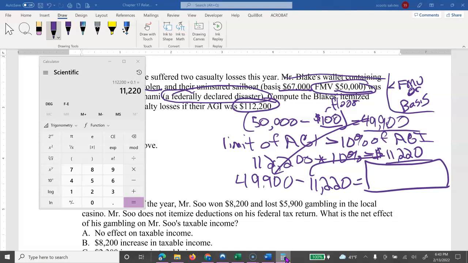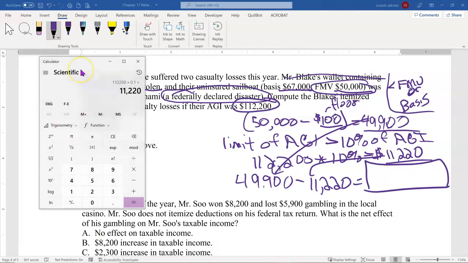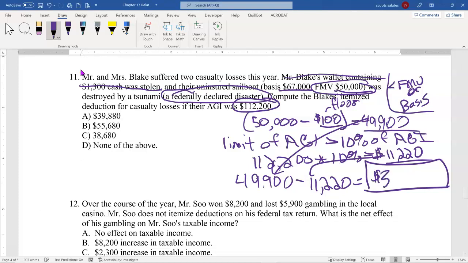So let's do that backwards here. 49,900 minus... So we have $38,680. That's the amount that's going to go toward our itemized deductions total overall. Right, if that's our amount, it's probably going to help us get over that standard deduction amount. But that's just a little bit.